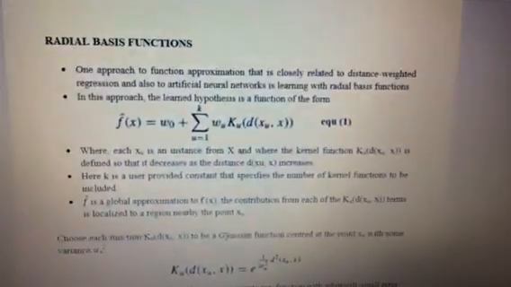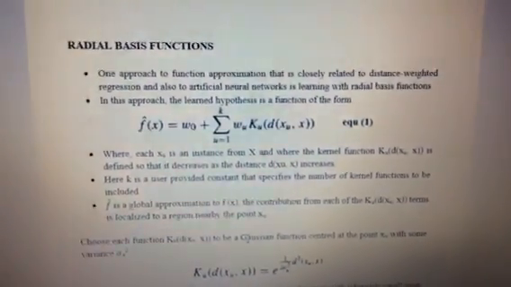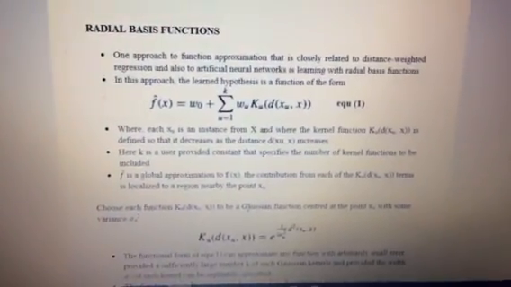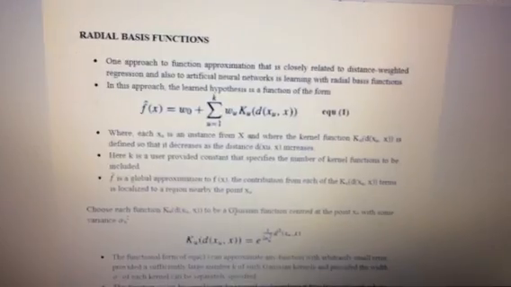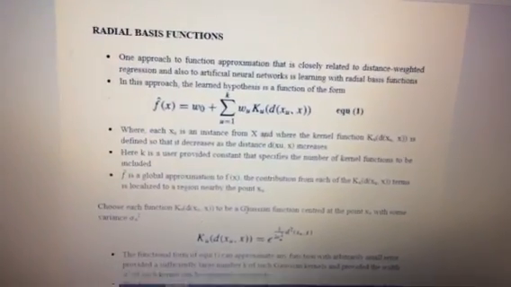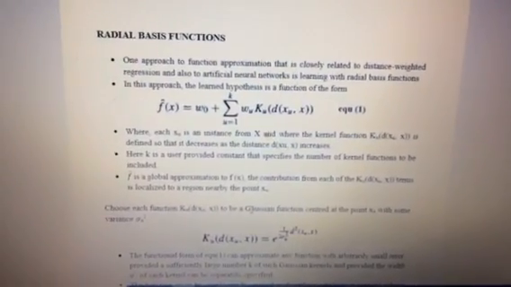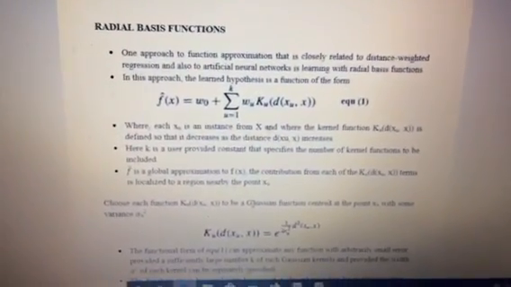Next topic is radial basis function. This is the second type in instance based learning. We have studied the first type, that is the nearest neighbor. The second type is radial basis function, and the third type is case based reasoning. So these are the three types in instance based learning.